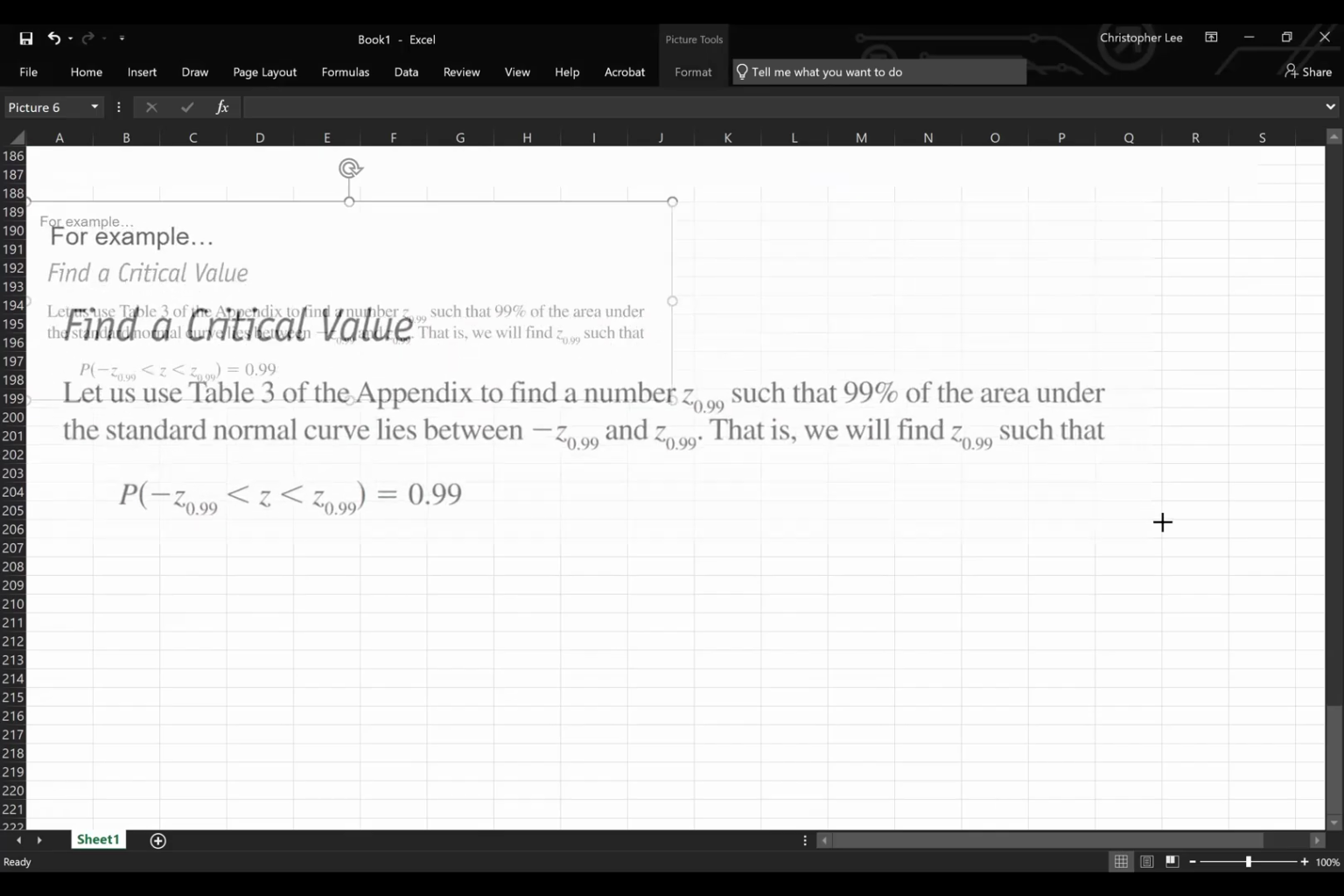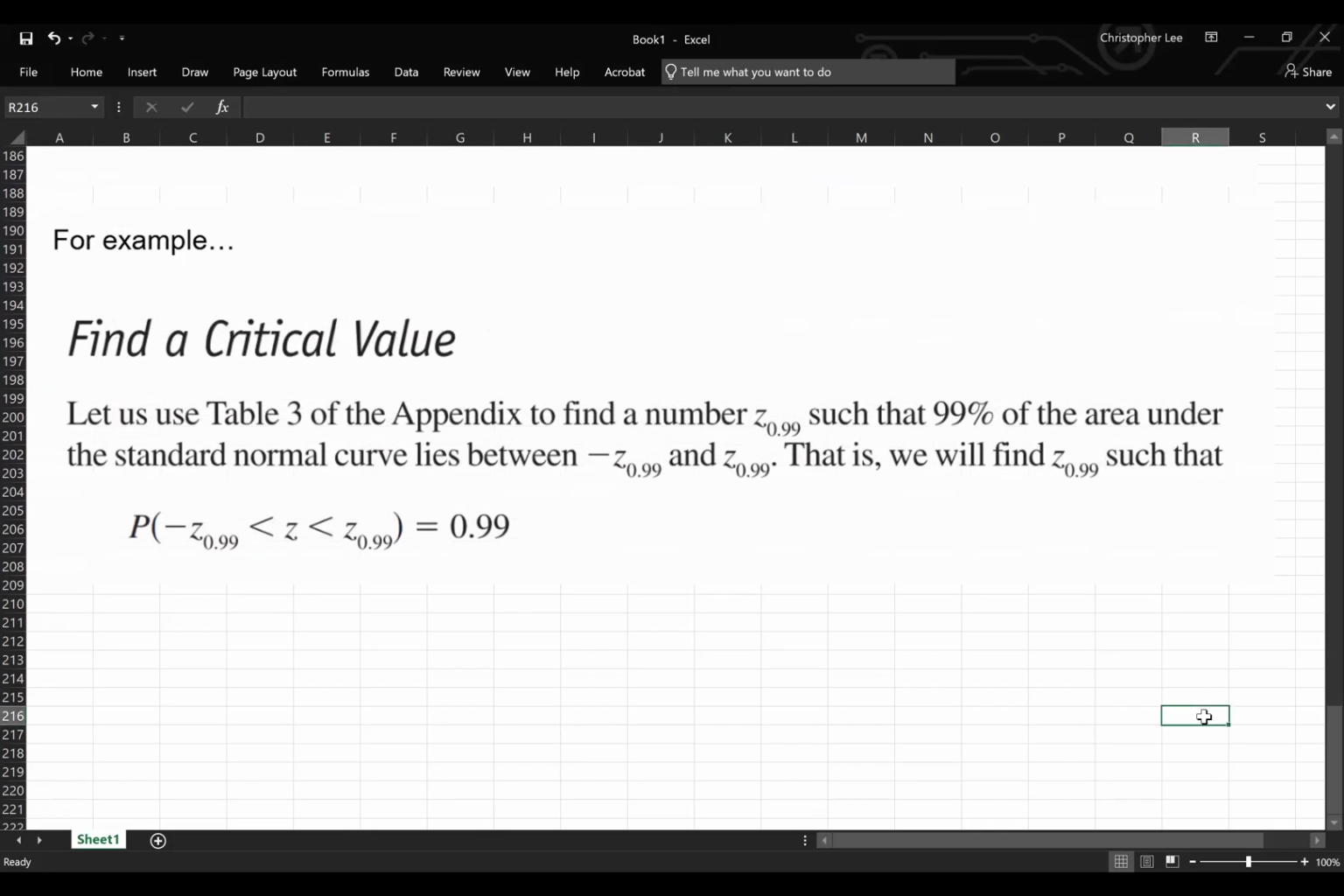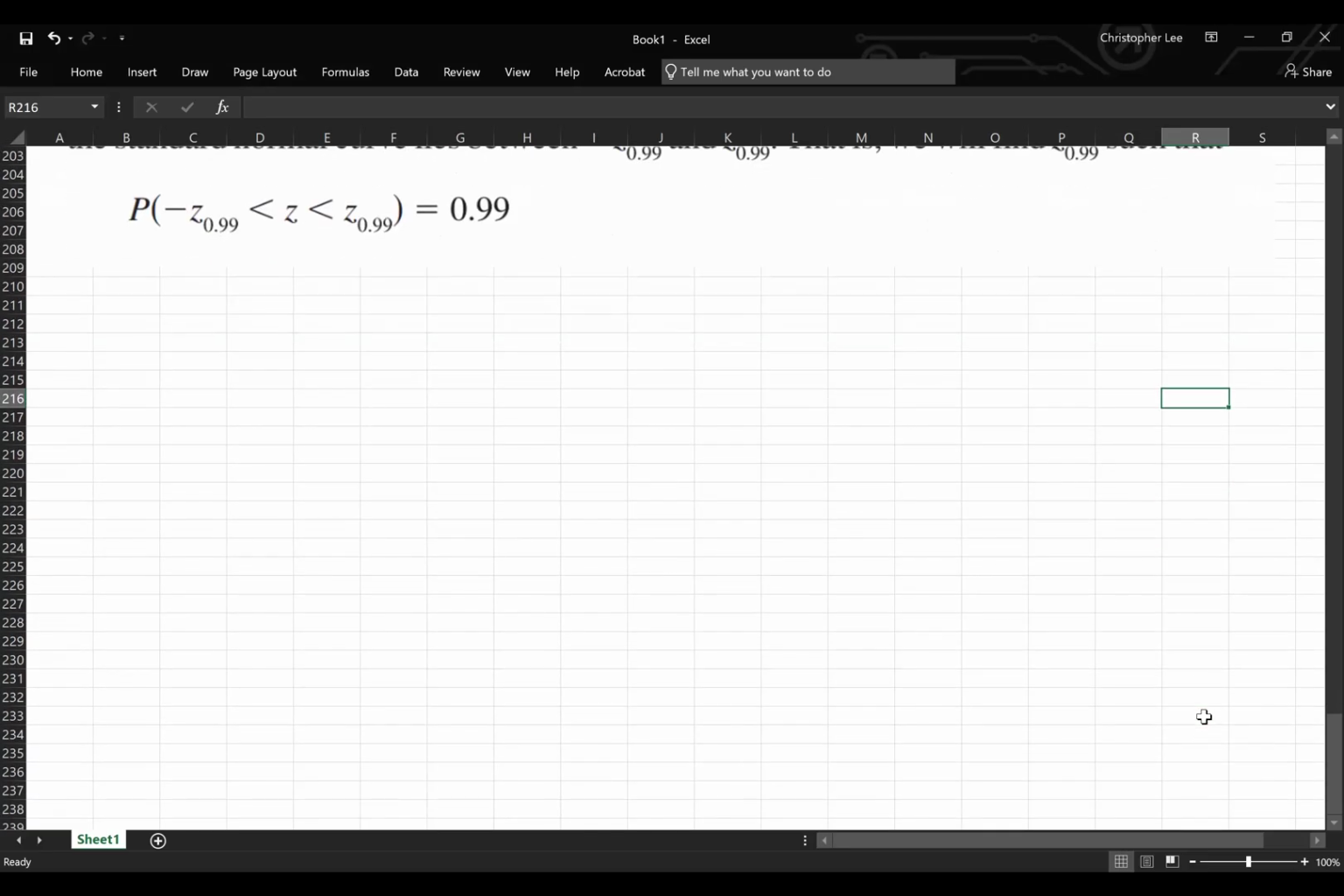All right, so for example, we want to find a critical value. We're going to use table 3 of the appendix to find the number for Z critical of 0.99, or 99% of the area under the standard normal curve that lies between negative Z critical 0.99 and positive Z critical 0.99. We will find our Z critical such that the probability between negative Z critical and positive Z critical is 0.99. Let me just draw this out real quick, just so that we're clear.